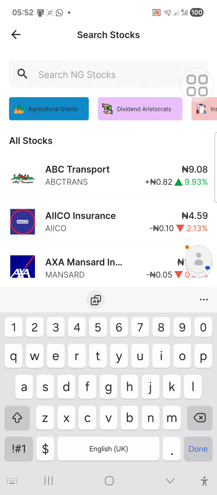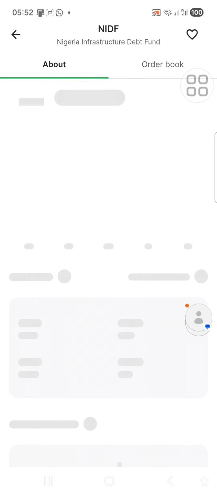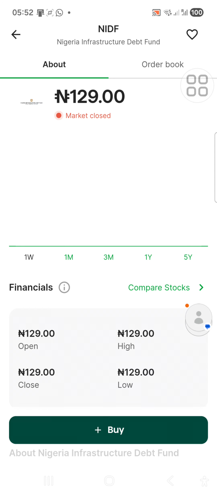Let's say I want to buy NIDF. Remember, NIDF pays dividend 4 times in a year, and that's a good one to buy. So let's assume I want to buy NIDF. Now it brings it up and it's telling me NIDF is 129 naira in the market. The market price of NIDF is 129 naira.